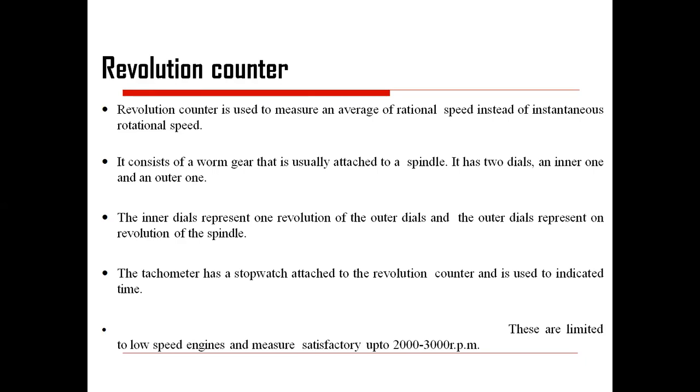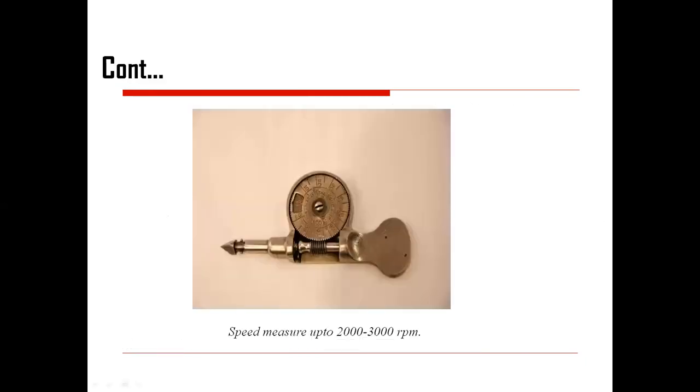And this stopwatch, when you are interested to measure the speed, you are going to connect that particular device. When it starts rotating, your stopwatch will be on, and for 1 second, 2 seconds or a minute, you will try to measure it, and the number of revolutions will be counted. The speed limit is in the range up to 2000 to 3000 rpm, meaning a low speed engine. This particular device can be used for low speed devices.